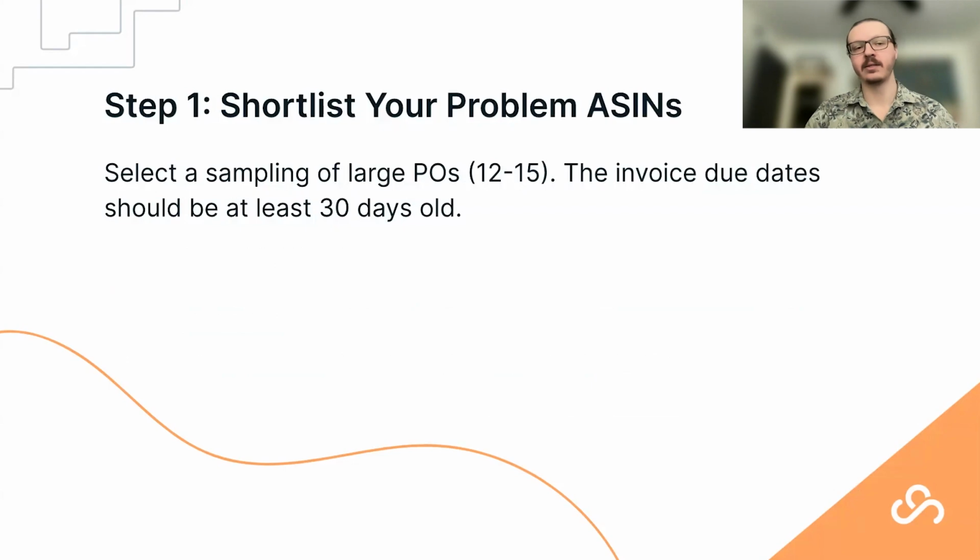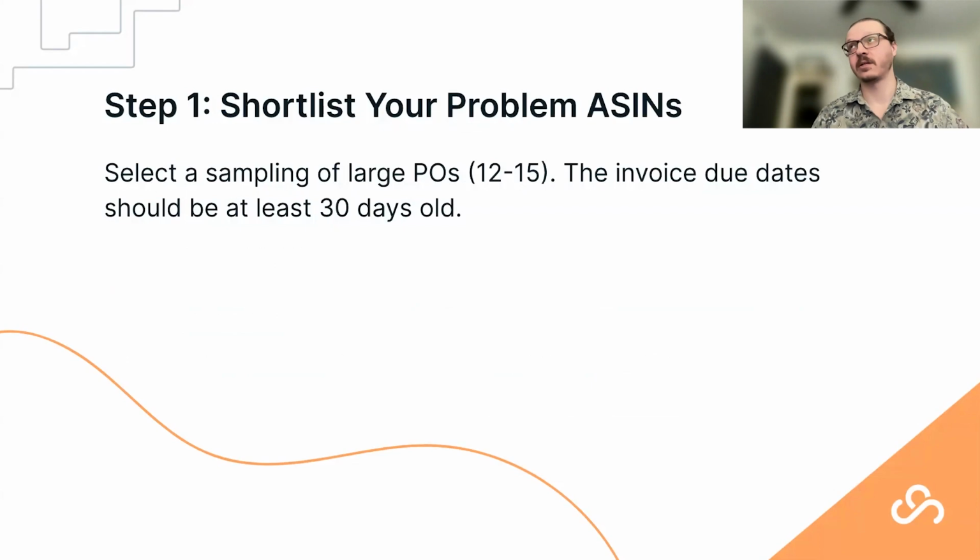What we recommend is getting a fairly large sampling of POs. So we're recommending get at least 12 to 15 POs. That tends to be a large enough sample set to where if there's recurring items in it, we'll capture that.